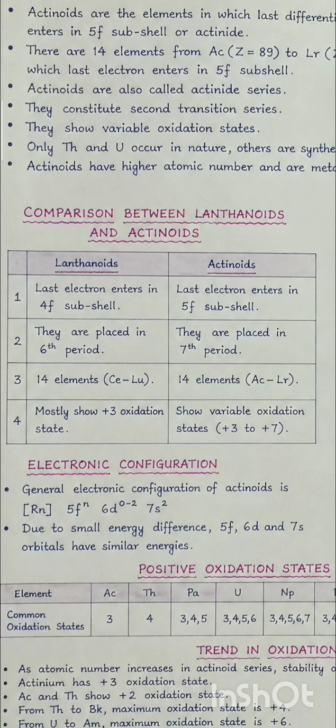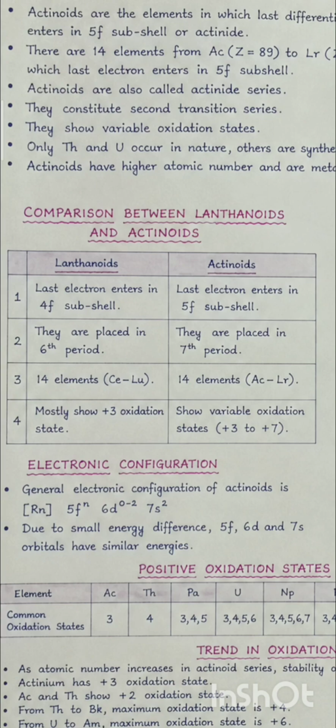And next one is the difference between lanthanides and actinoids. In lanthanides, the last electron enters the 4f subshell. They are placed in 6th period. The 14 elements mostly show plus 3 oxidation state. Along with that, they show plus 2 and plus 4 also. Next one is actinoids. The last electron enters the 5f subshell. They are placed in 7th period. The 14 elements show variable oxidation states.